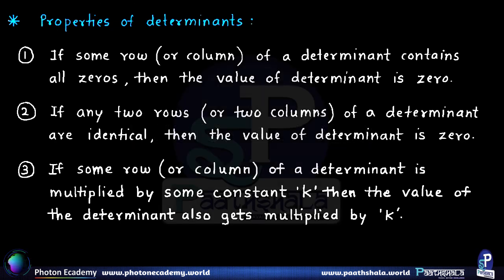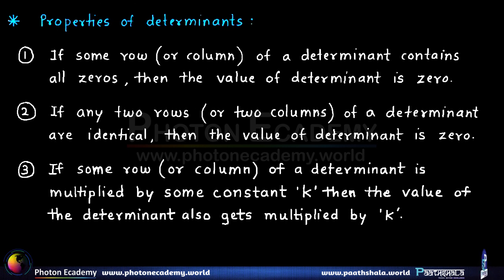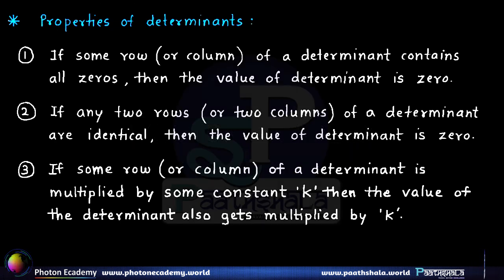Now moving on, the third property says if some row or some column of a determinant is multiplied by some constant k, then the value of the determinant also gets multiplied by k. Here it is evident that whether it is multiplication or division, basically the value of the determinant also gets proportionately affected. So let us move on to further properties.